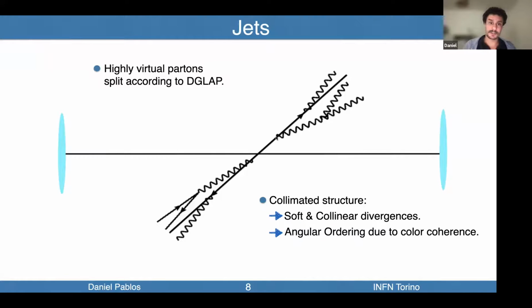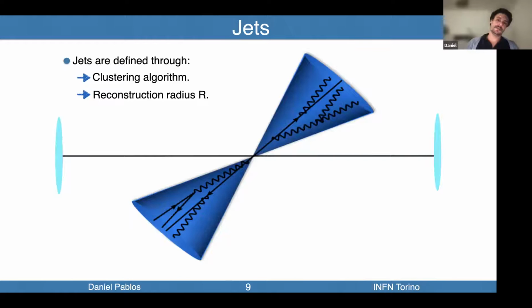These highly virtual partons will split according to the DGLAP evolution, and they form a collimated structure due to the soft and collinear divergences of QCD, and also because of the angular ordering of the soft emissions due to color coherence. Jets are defined through a clustering algorithm and a reconstruction radius R, which is a procedure performed over a set of particles. You do not know what you mean by a jet before you apply such a procedure.